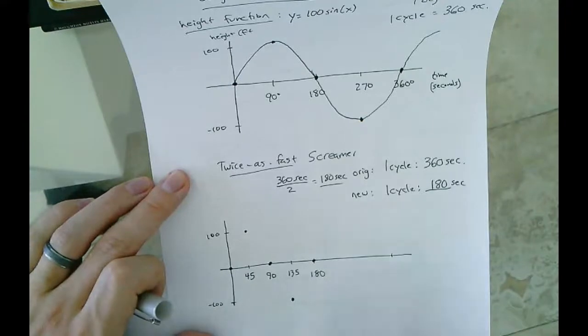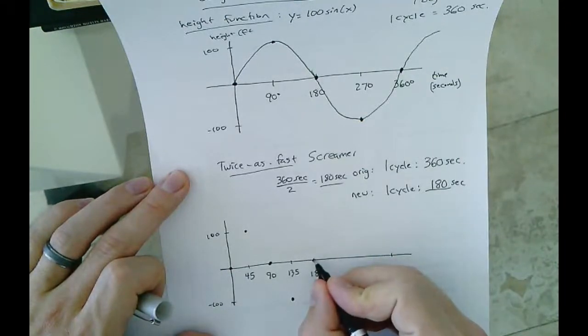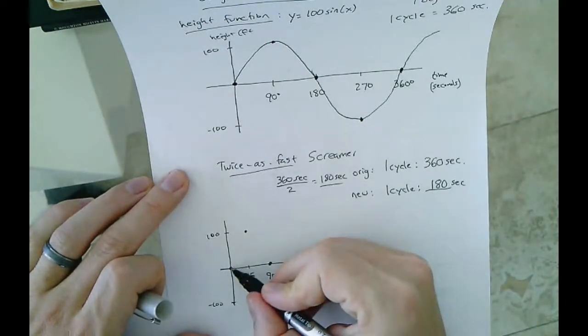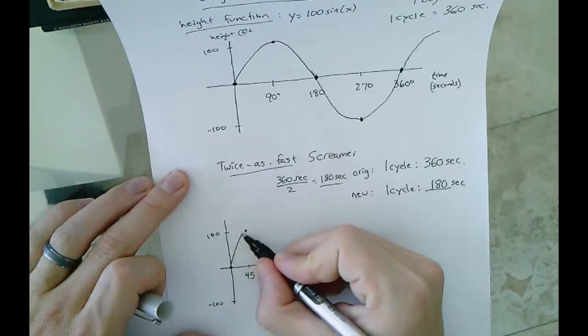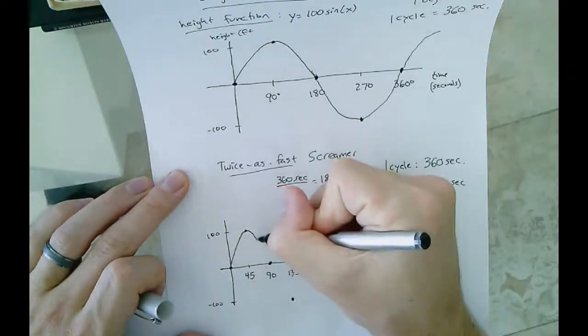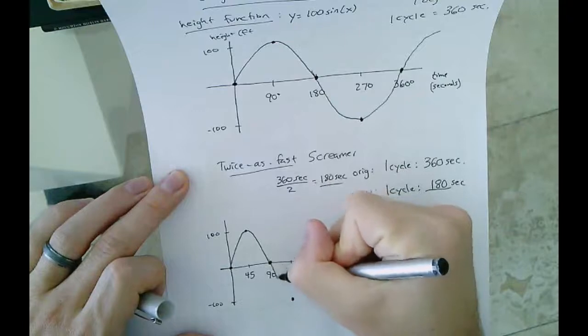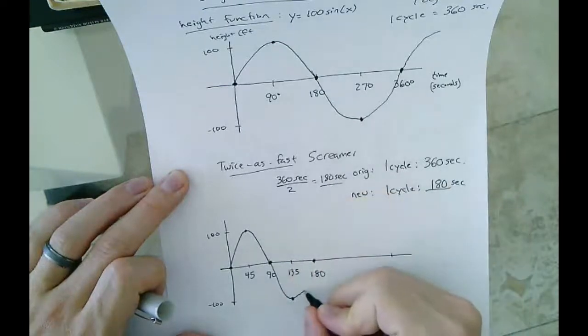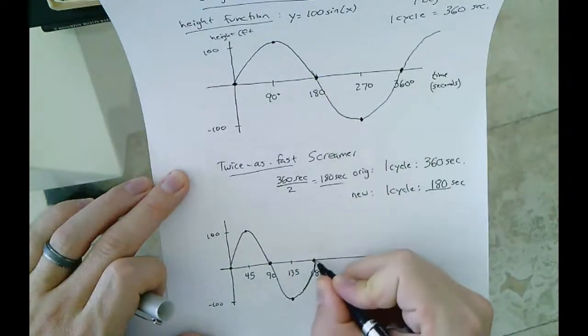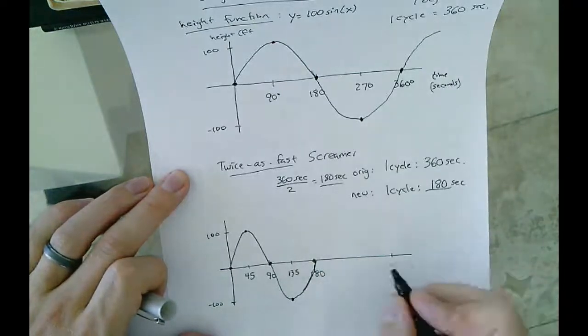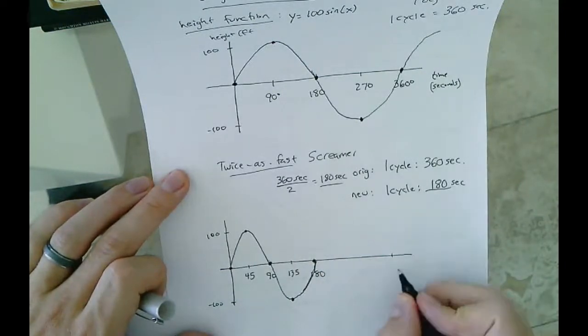All right. Okay. So at 180 seconds, we're back up here. We've completed one cycle. So I'm going to go up like this, and down like this, down like this, and up like this. Like that. And now this thing keeps going here. So if I wanted to, I could graph the next cycle here as well.